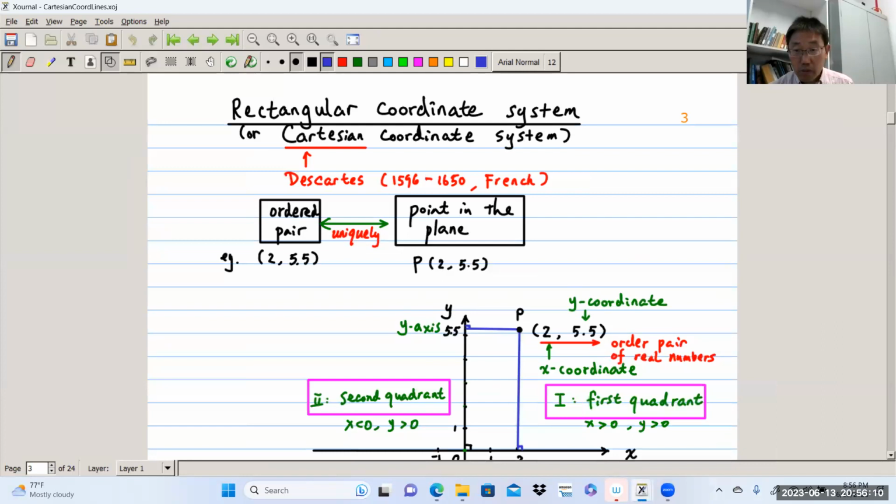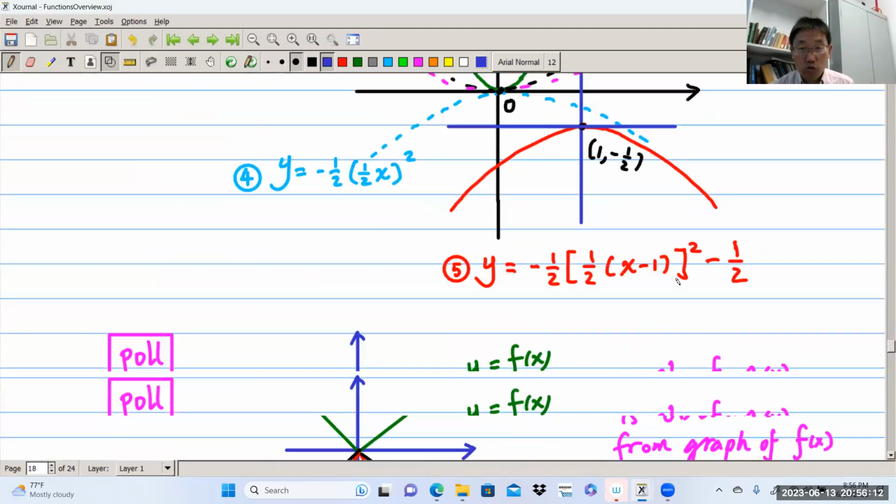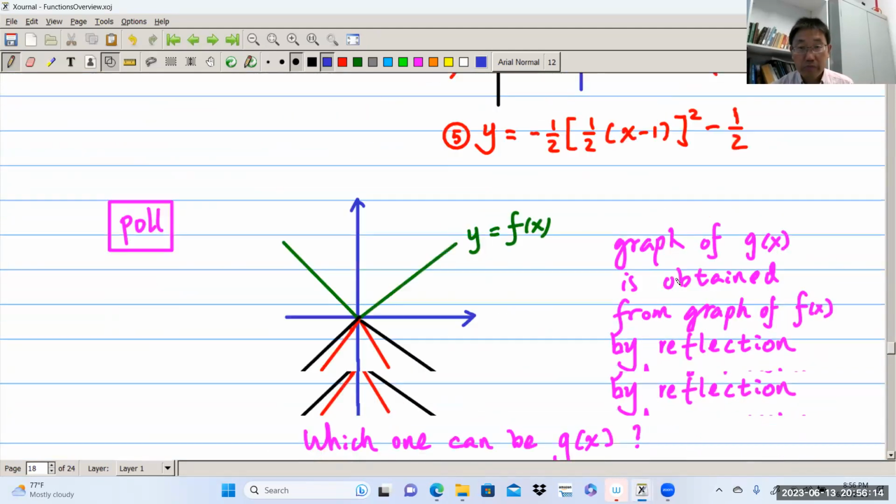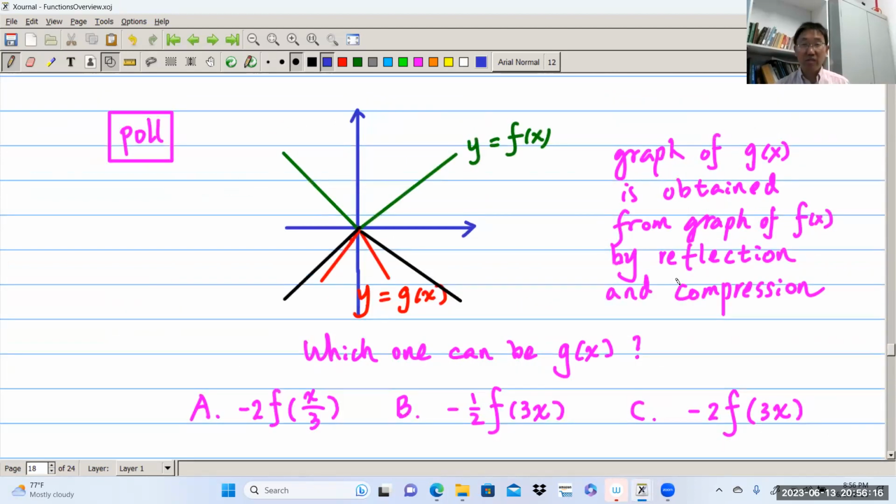So you guys try this problem here. Okay, this is an interesting problem. y equals f of x, the graph is this green curve. And y equals g of x is obtained from the graph of y equals f of x by reflection and compression. So which one can be g of x? Can you figure that out?